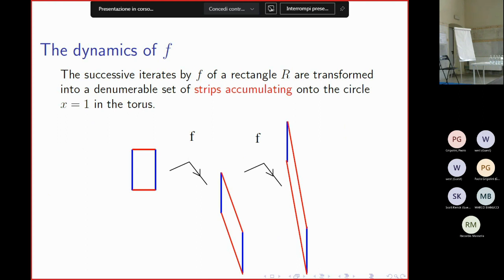You see that the successive iterates by f of a rectangle R are transformed into a countable set of strips accumulated to this circle x equal to 1 in the torus. You see that because this line here is sitting in the base, in the first coordinate, is just the double, and this is replicated everywhere because the first coordinate is a double map.